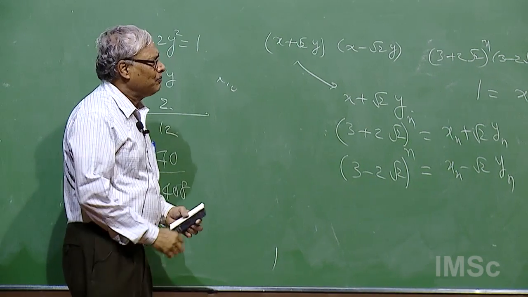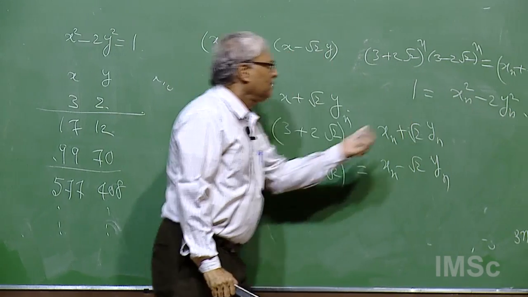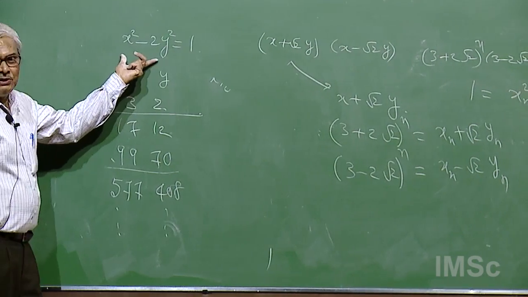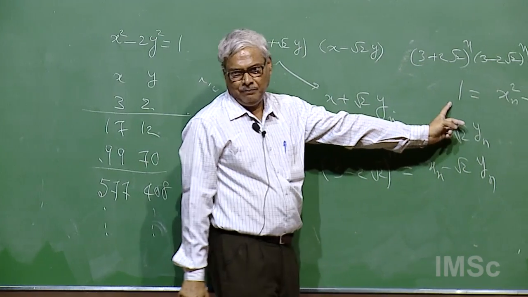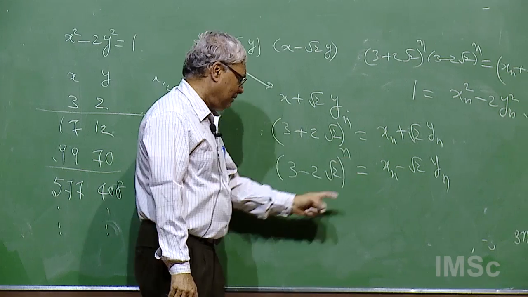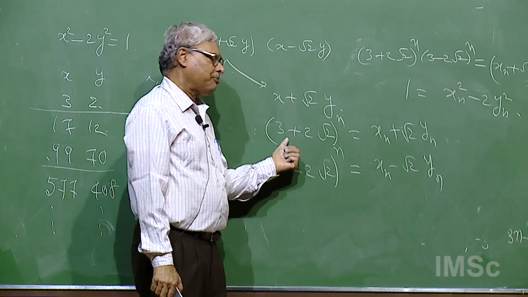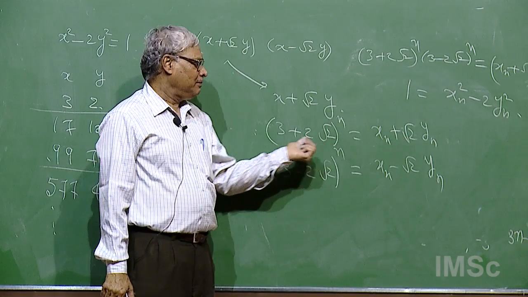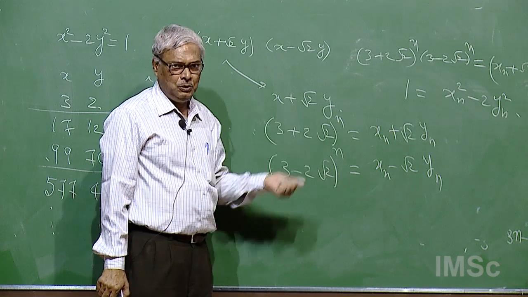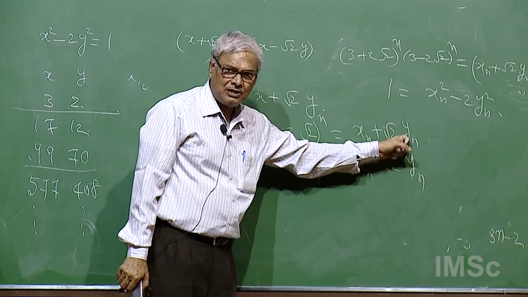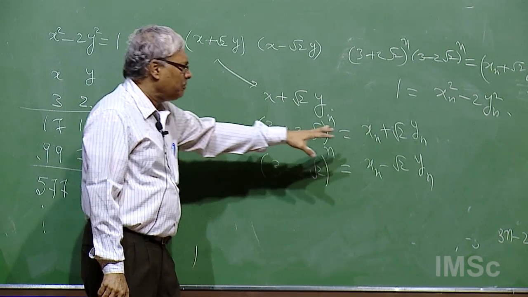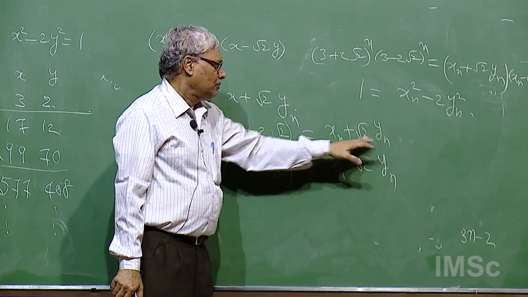So you see that xn and yn are a pair of solutions to this equation, because if you put x equal to xn and y equal to yn, you are getting 1. And what are these xn and yn? They are here. You just expand using the binomial theorem this expression, 3 plus 2 root 2 whole to the power of n. The integer part, the rational part, is xn, the irrational part is yn, and those two are precisely the solutions for this equation.